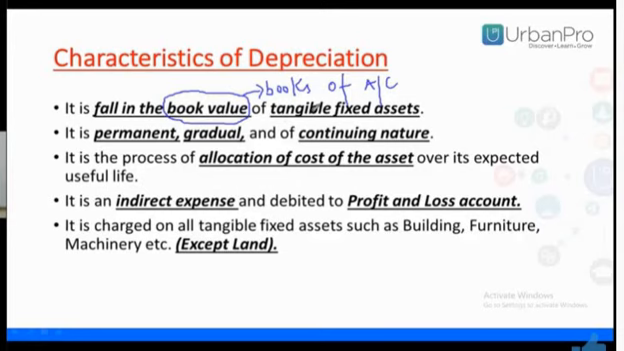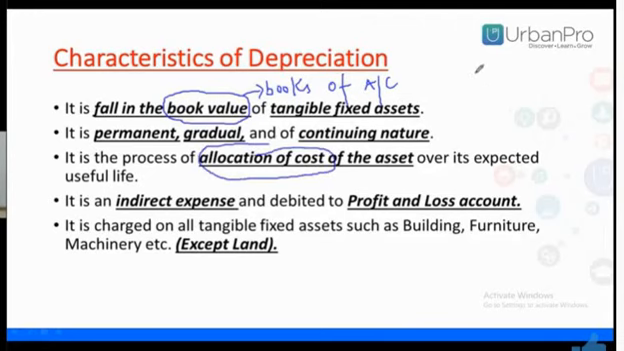It is a fall in the book value of tangible fixed assets. We have already studied what a tangible fixed asset is. It is of a permanent, gradual and continuing nature. It is a process of allocation of cost. What do you mean by allocation of cost?